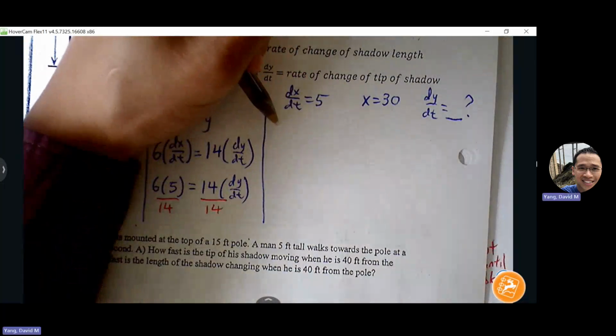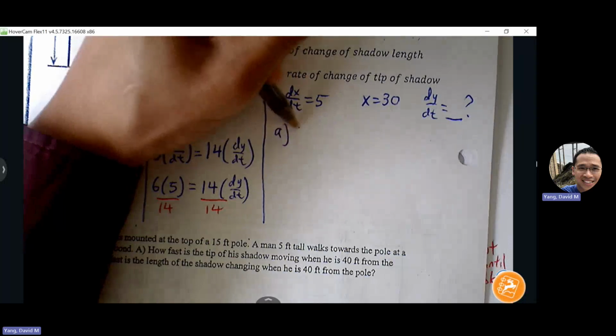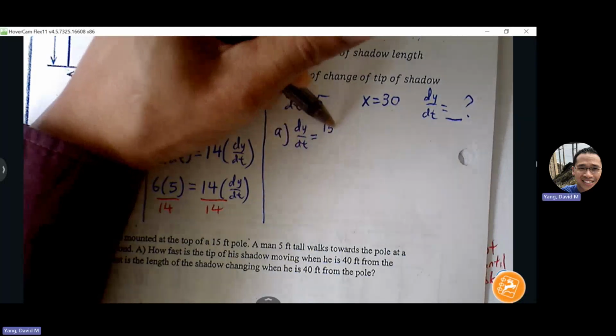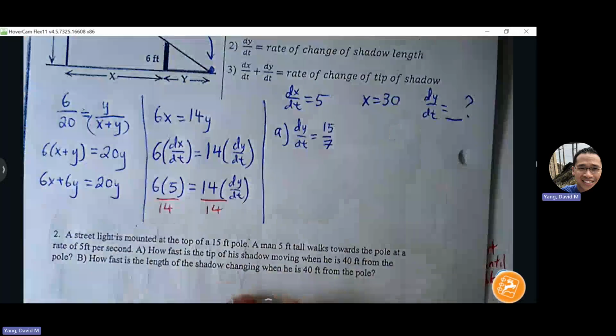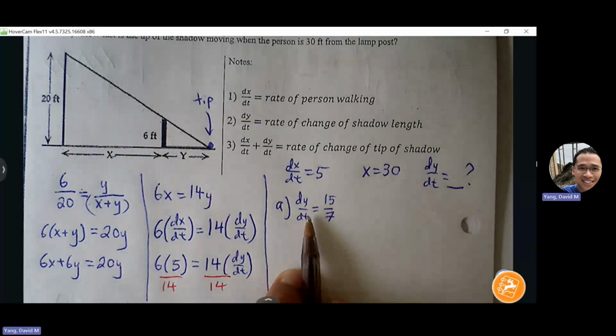30 over 14 reduces to 15 over 7. So for part A, my dy/dt is 15 over 7. What's my unit of measure going to be? Feet per... Y is feet, time is minutes, so feet per minute.